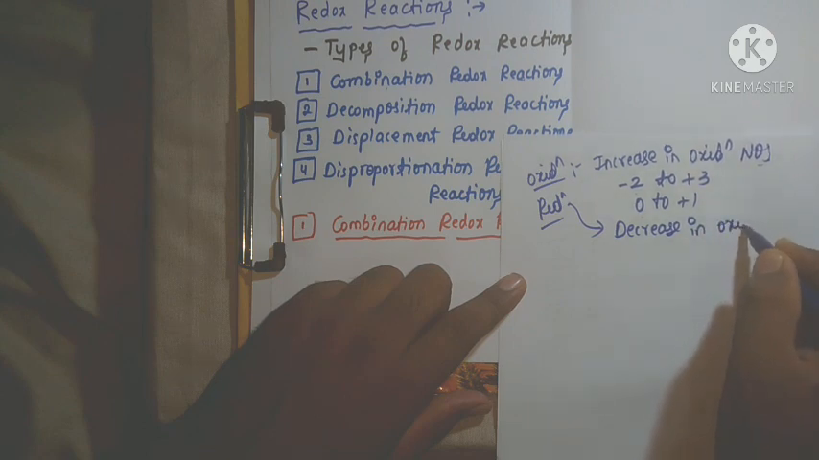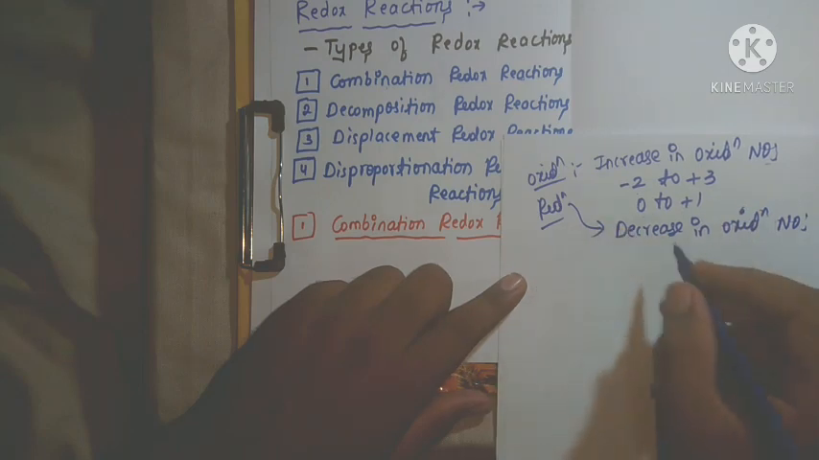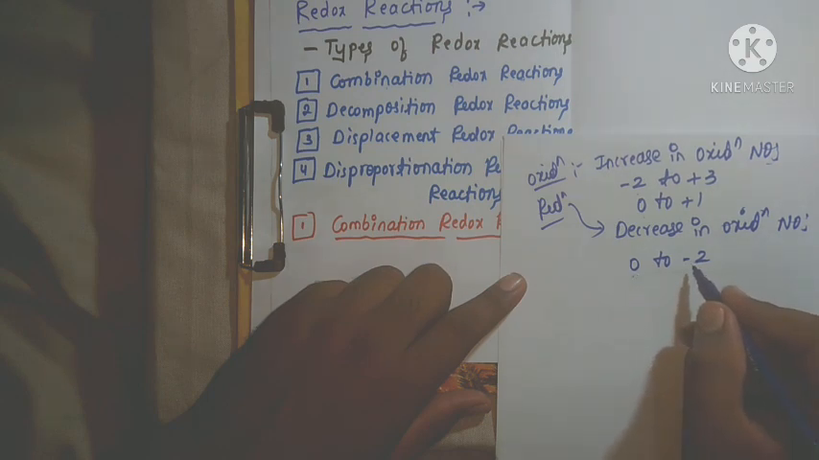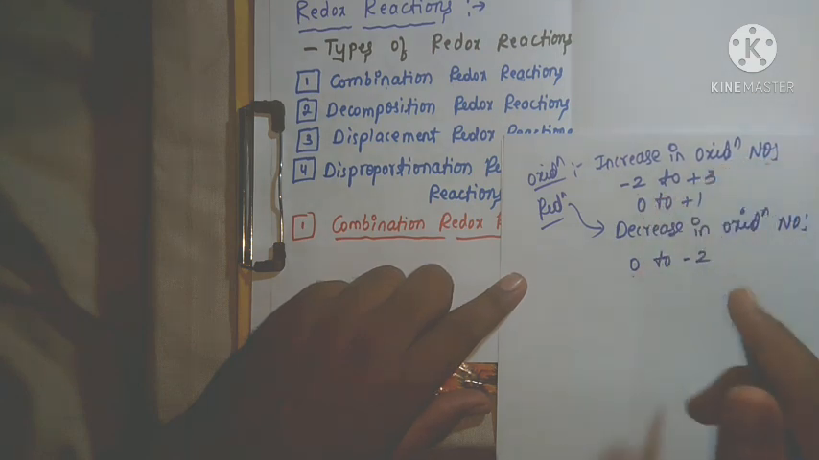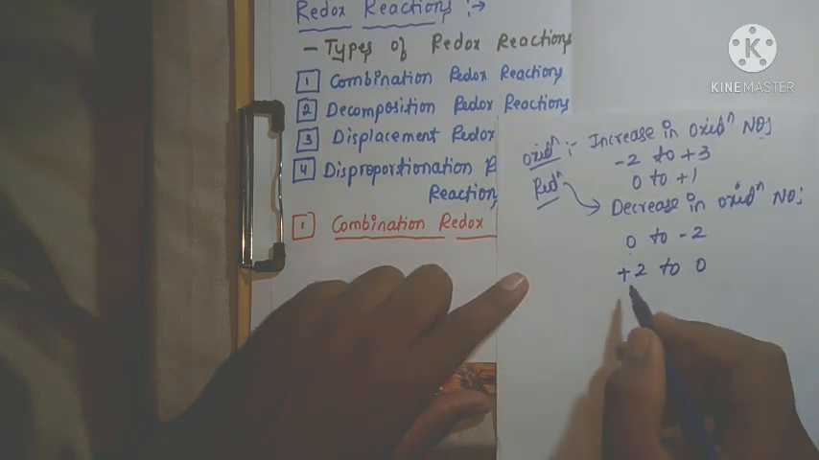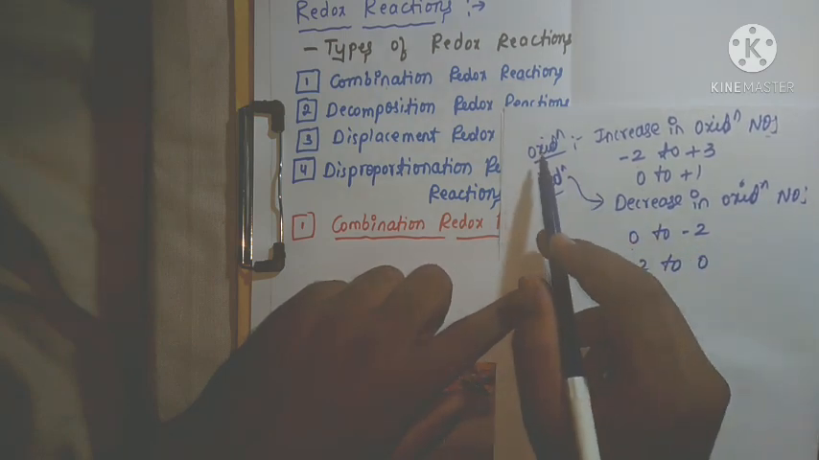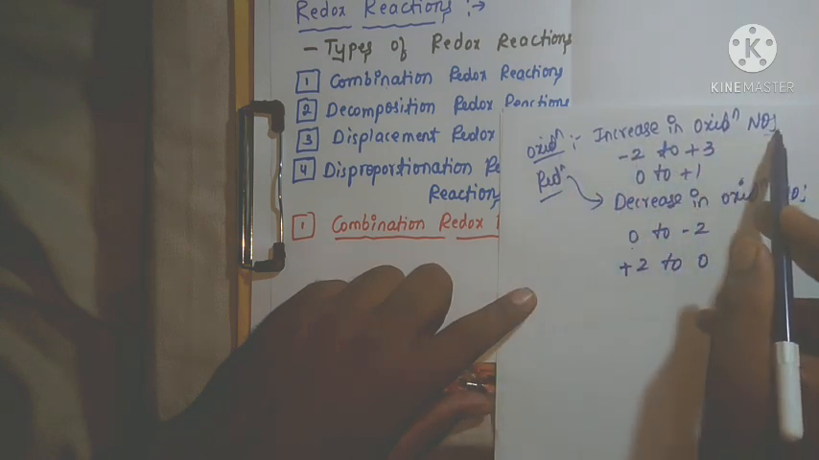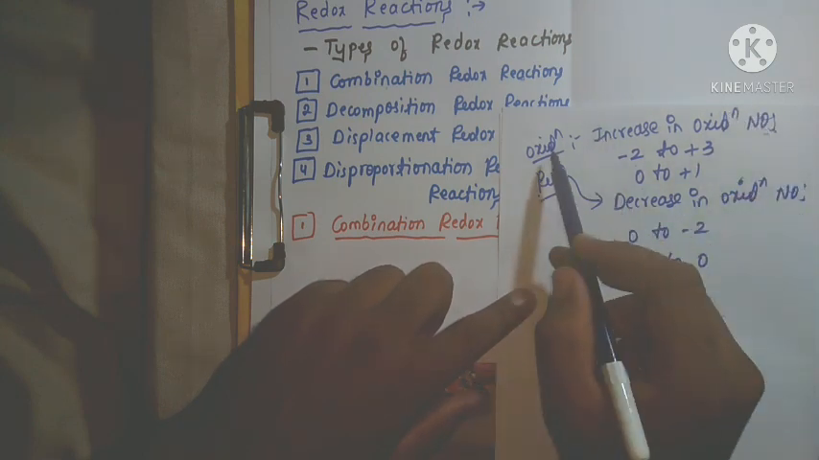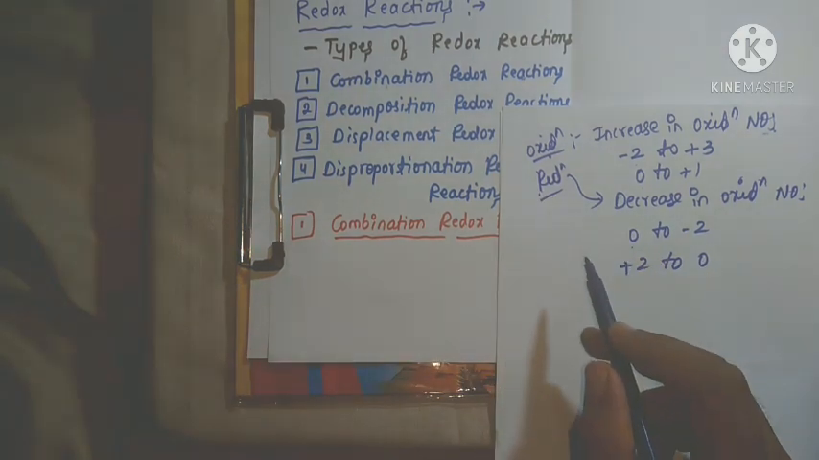Now, reduction is decrease in oxidation number. If the oxidation number decreases, that is called reduction. For example, 0 to -2. The oxidation number is decreased, therefore it is called reduction. Or for example, +2 to 0. Here the oxidation number is decreased from +2 to 0, therefore it is also reduction. Just remember, oxidation means increase in oxidation number, and reduction means decrease in oxidation number. Clear? This is basic.